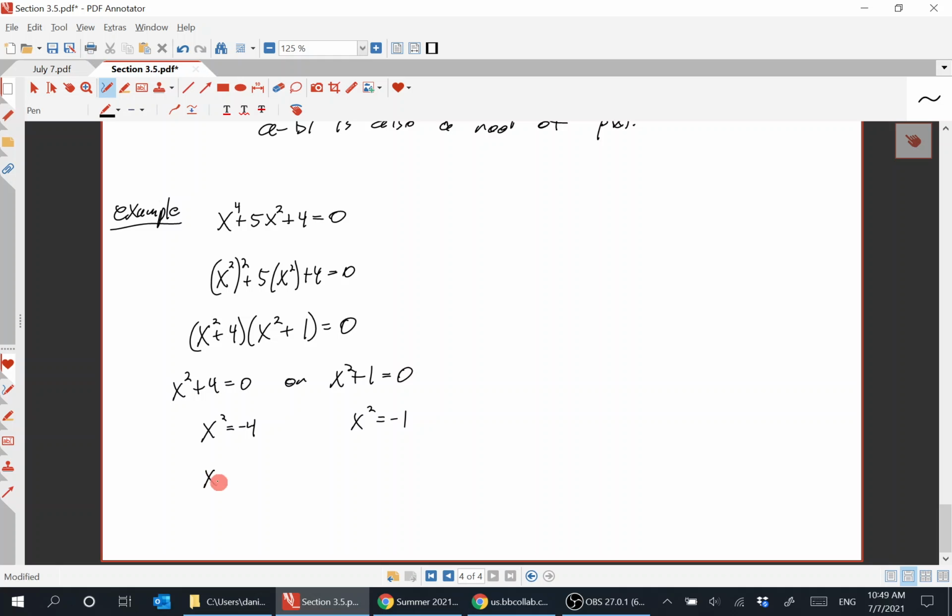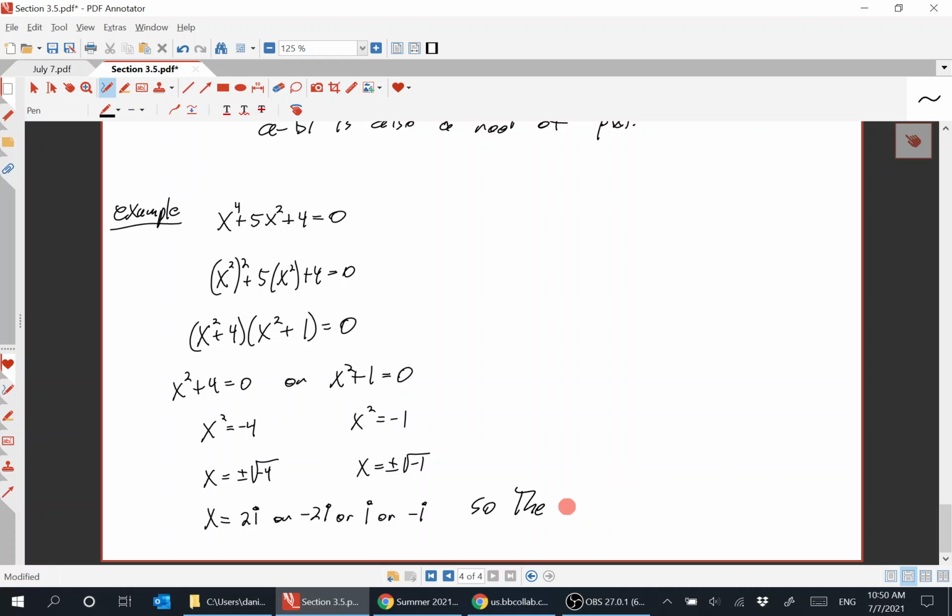So this means that x is plus or minus the square root of negative 4. x is plus or minus the square root of minus 1. So x is equal to, and what's this? 2i. Or negative 2i. Or, and this one is just i. Or negative i. So we have the roots come in two complex conjugate pairs.